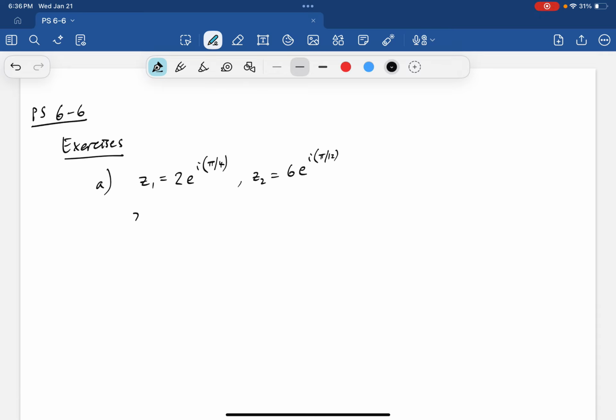So that tells us that z1 z2 is going to be equal to 12 times e to the power of i pi over 4 plus pi over 12. And if you add those two fractions, you are going to get pi over 3. So it's 12 times e to the i pi over 3.